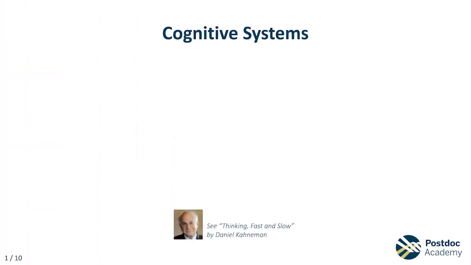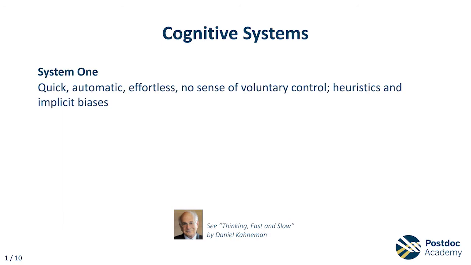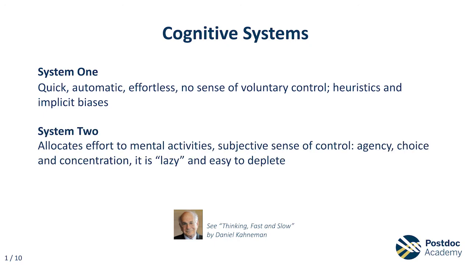A very useful conceptualization of human cognitive abilities comes from the work of Daniel Kahneman's book, Thinking, Fast and Slow. According to Kahneman, and supported by compelling experimental evidence, we all have two modes or cognitive systems for processing what we experience and reaching decisions. System one is effortless and impulsive, often driven by emotions. In contrast, system two allocates effort to mental activities and is essential for critical evaluation of what we experience.